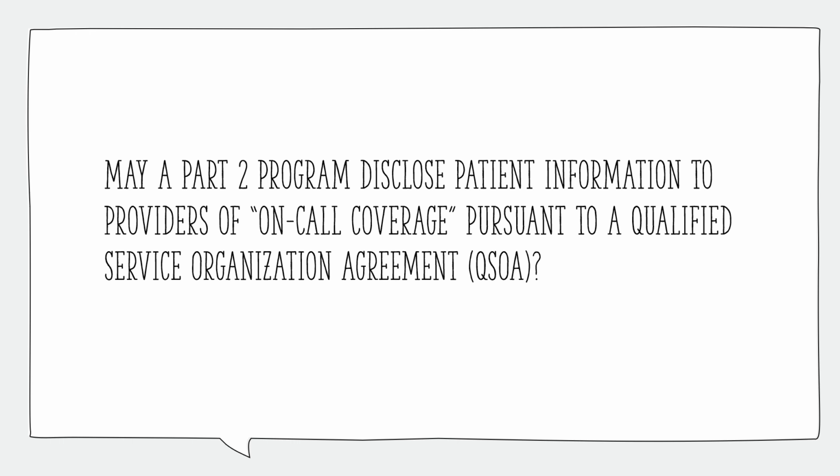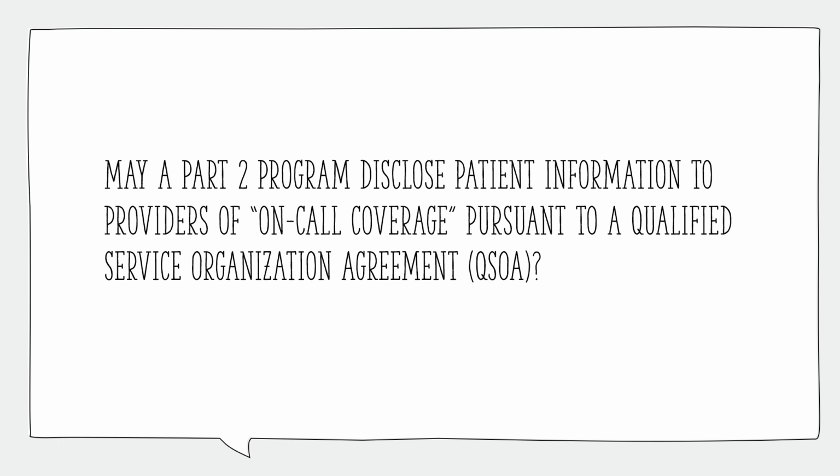And since on-call coverage arrangements are fluid and the identity of the healthcare provider who is providing the on-call coverage might not be known, the designation of the recipient could be something like the healthcare provider who's providing on-call coverage for the ABC treatment program. That's what you would write on that form.